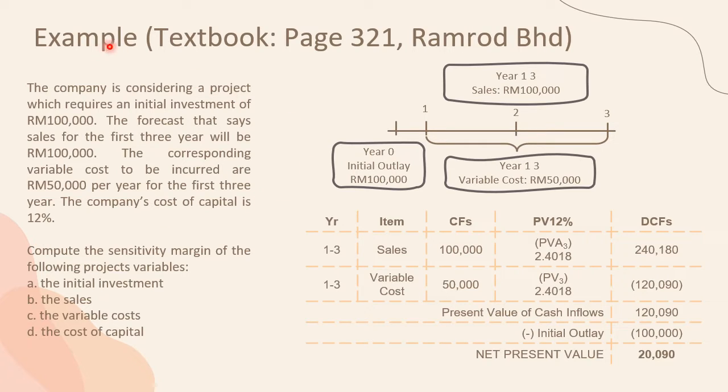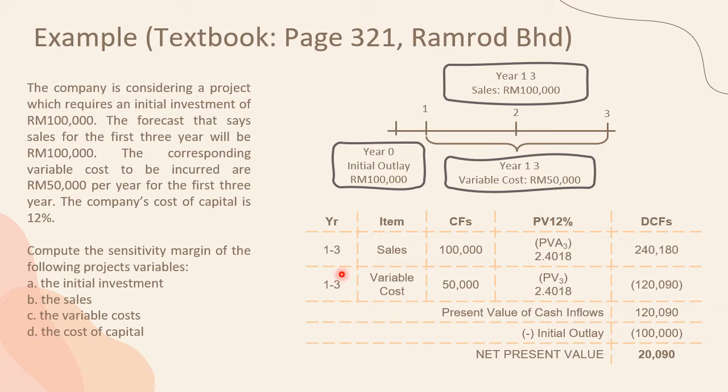In order for us to do this, remember the 3 steps on the previous slide. We need to calculate first the net present value. So these are our cash flows. We have the initial outlay of 100,000, variable costs which are incurred every year for the first 3 years at 50,000, and sales which we will earn for the next 3 years at 100,000. This is similar to the net present value timeline which we covered in part 1 of the video lecture.